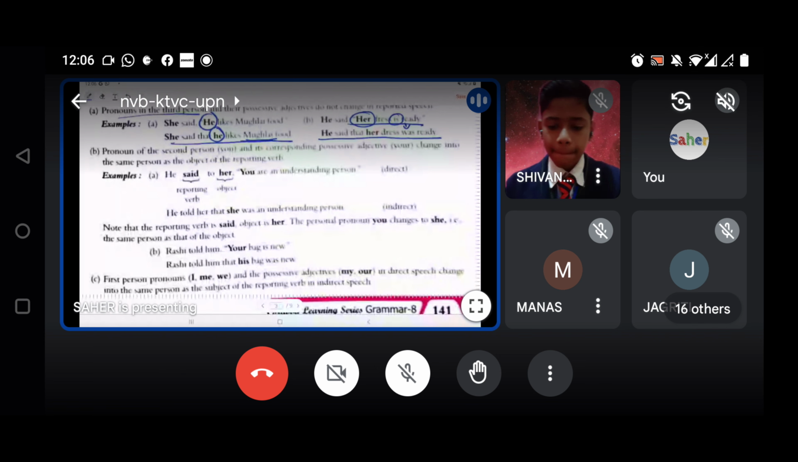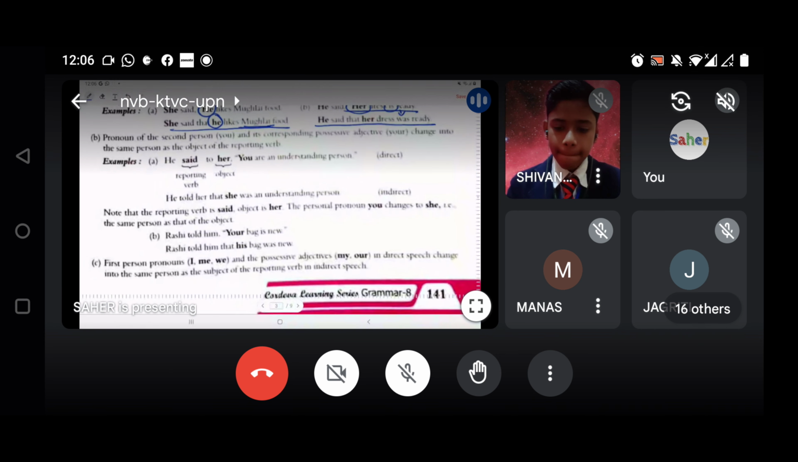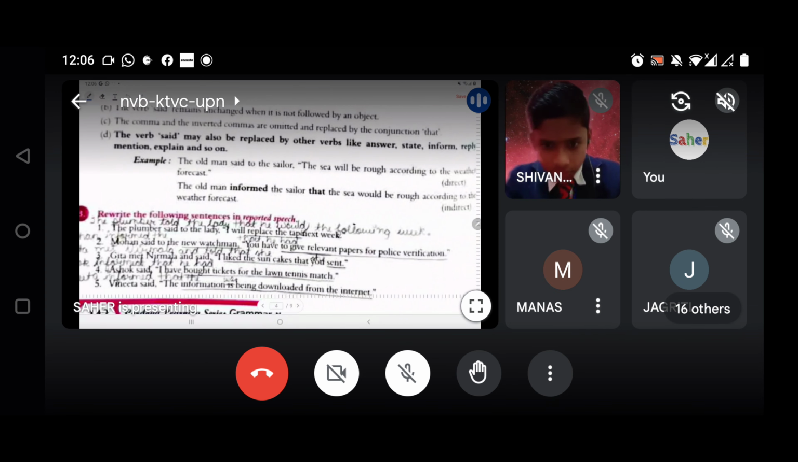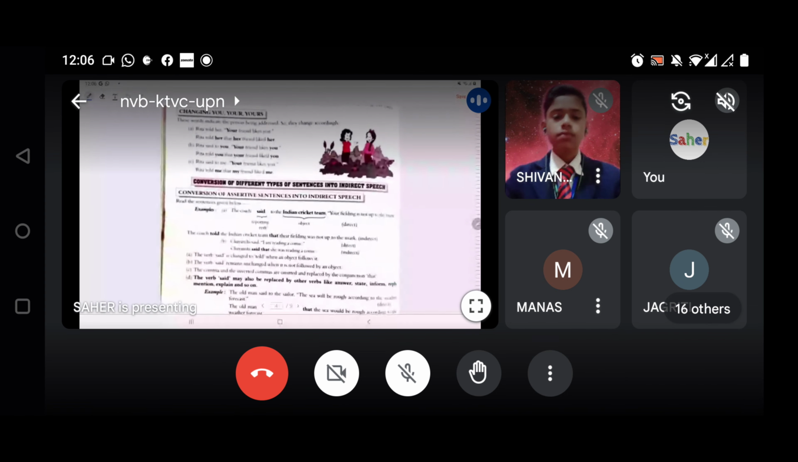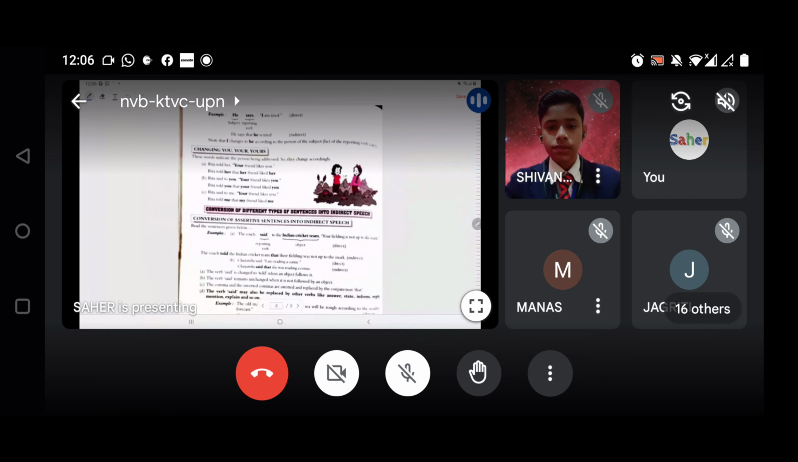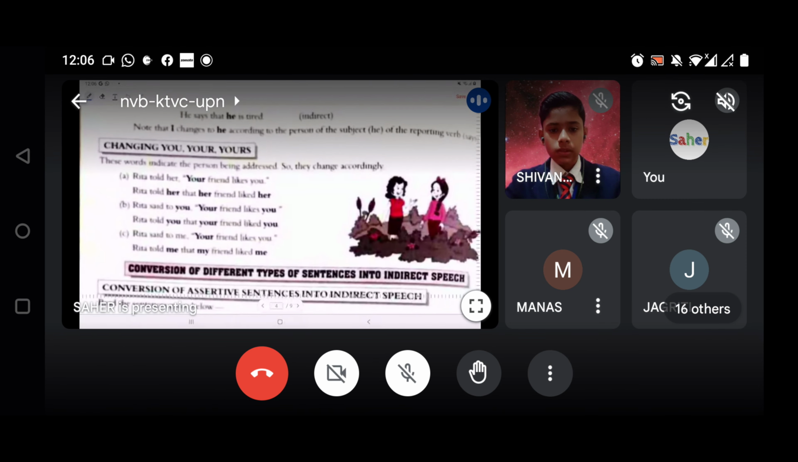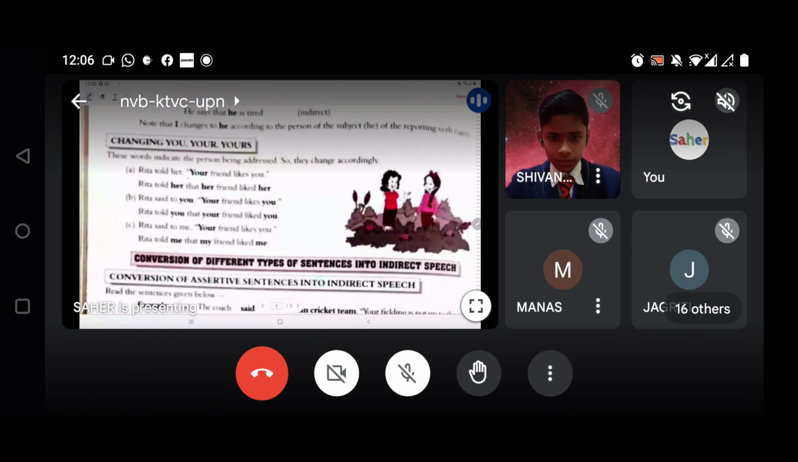So again, you have to read all these examples to understand it in a better way, okay. Read it yourself. Then changing you, your, yours. So Rita told her, your friend likes you. Rita told her that her friends like you. Now here, told her that her friends. Here, if the subject is her, then we are going to consider this person as her.